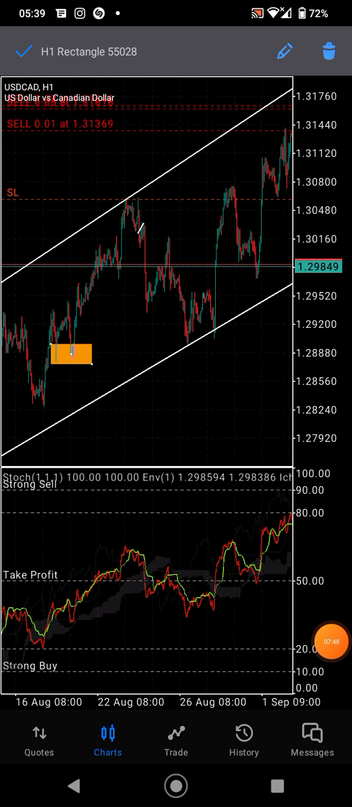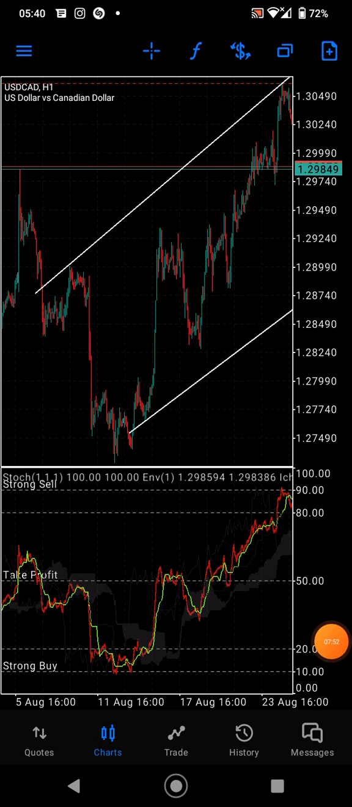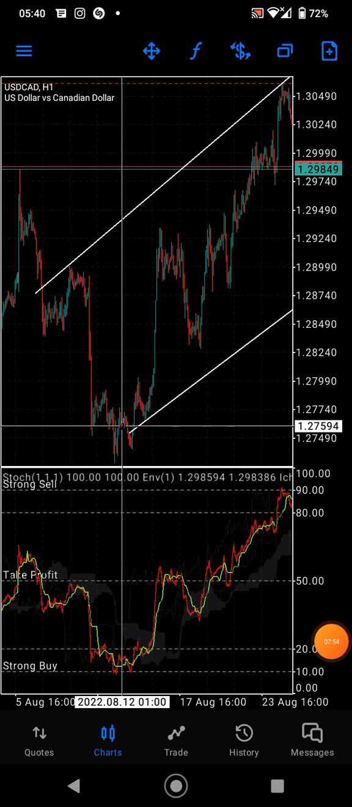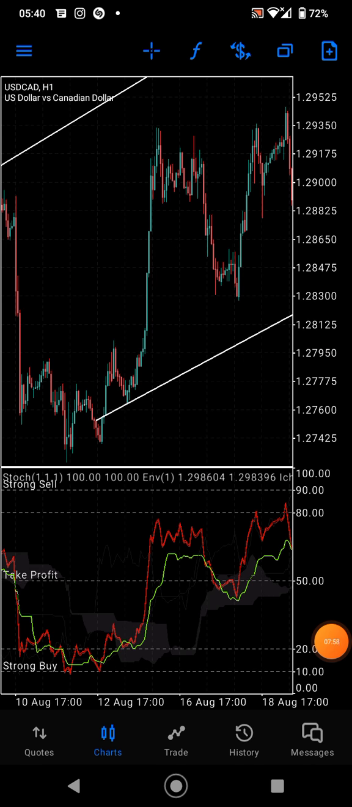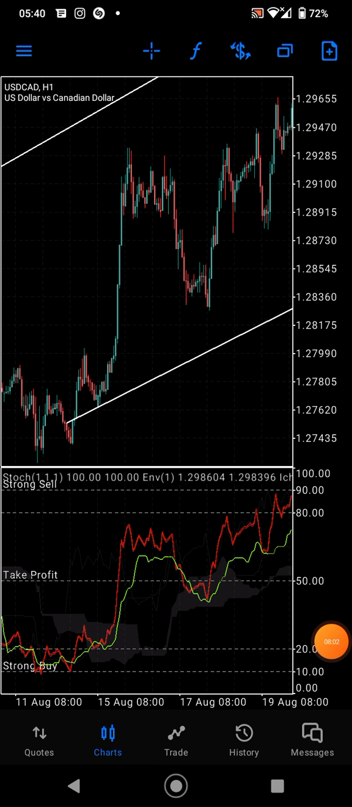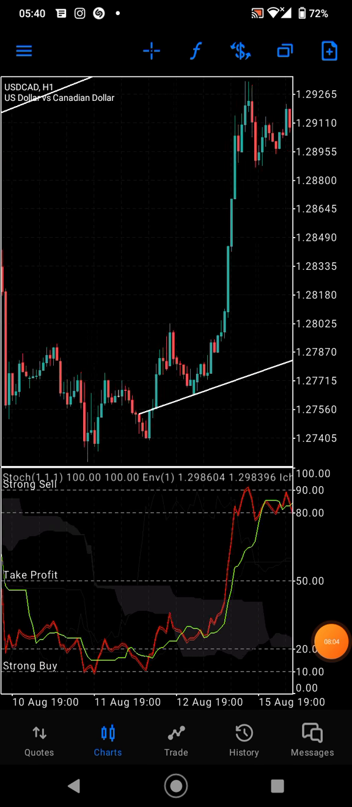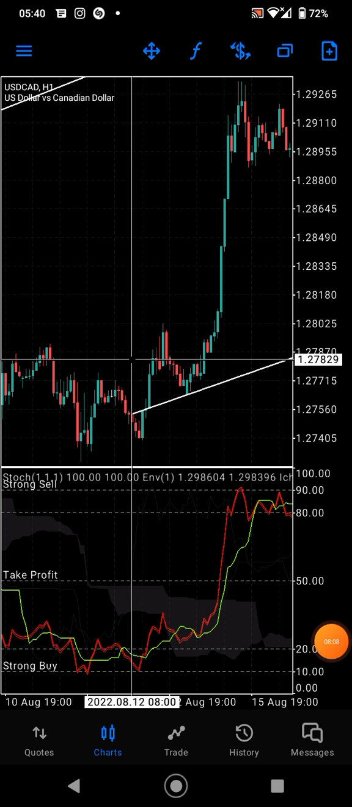Sorry about this. And it started heading upwards. You could have taken the trade here. For me, I'm not a risk entry trader, so I usually just take my trades after.